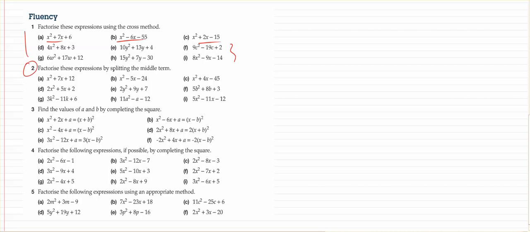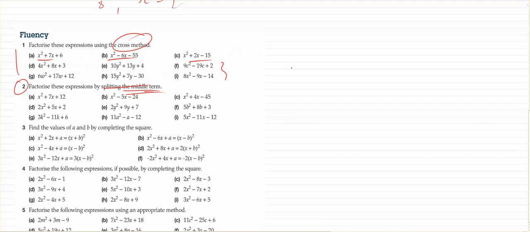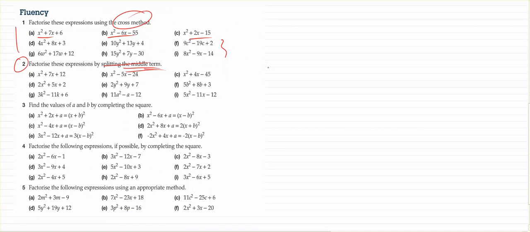I'm going to ignore splitting the middle term, okay? Because I don't think it's important to use the second method. We're only going to use the cross method. Alright, so let's continue. We'll have a go at another negative one, okay? We'll do 2g. So we've got 3k squared minus 11k plus 6.